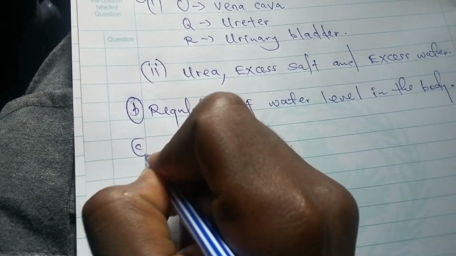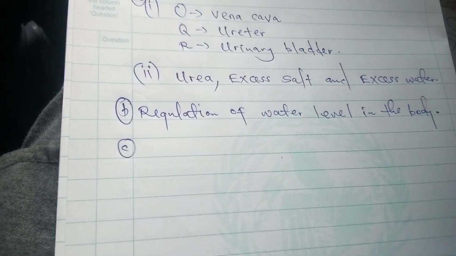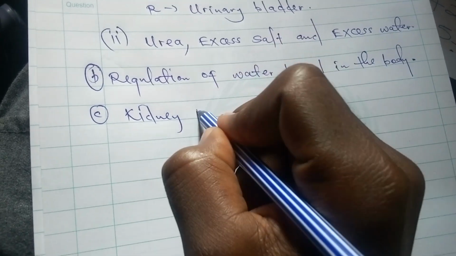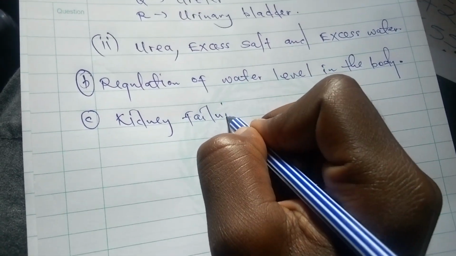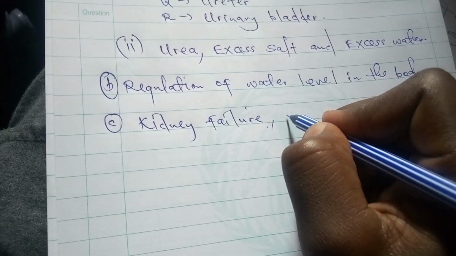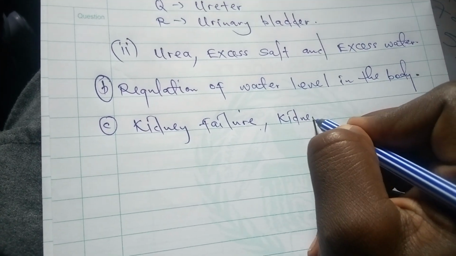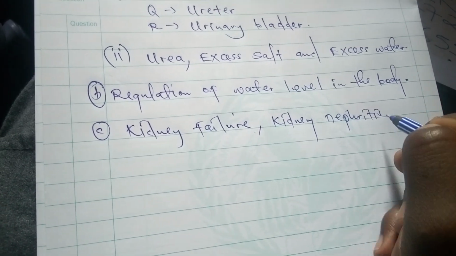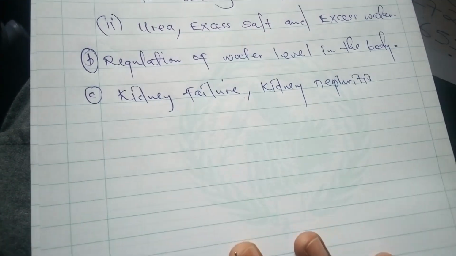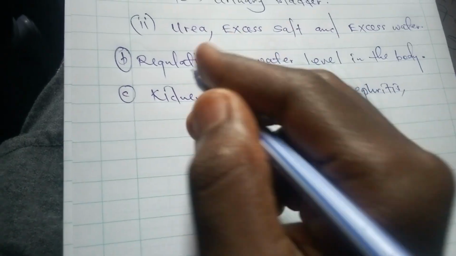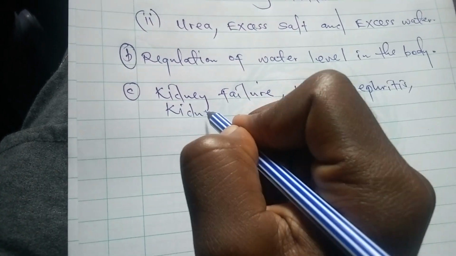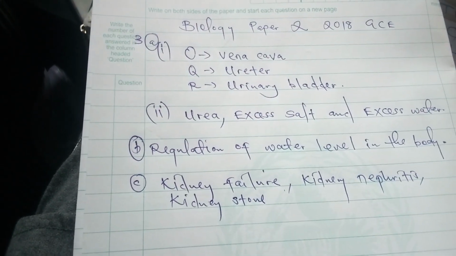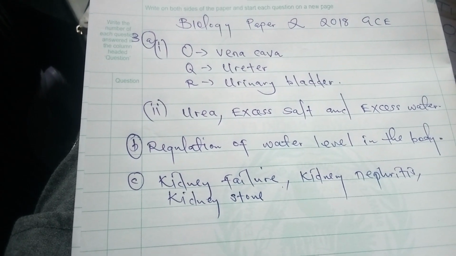So, the disorders. One, that is kidney failure, the malfunction of the kidney. Second one, that is kidney nephritis, the inflammation of the nephron. Another one, if you want, you can put kidney stone. So these are the possible solutions for that question.